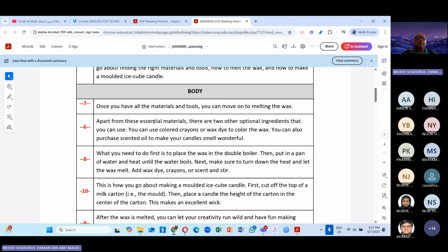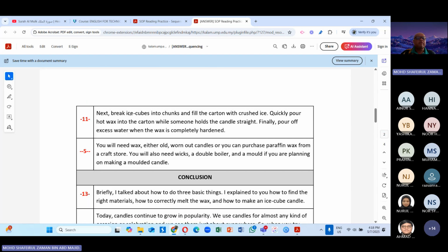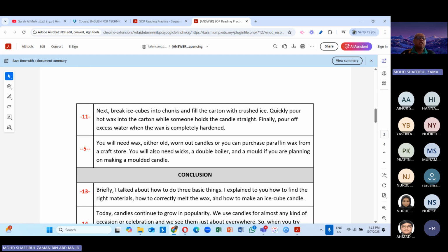Okay, and then apart from these essential materials, there are 2 other optional. So what are the essential materials? So before this line, number 6, you must have number 5 first. Okay, and then number 7, once you have all the materials and tools, you can move on to the melting wax. So you have the materials, you have the tools, then you move to the next step. So number 7 is not going to be number 5. So that is the reason why number 5 appears here, because you have mentioned that you have to get the materials and plus the right tools first.